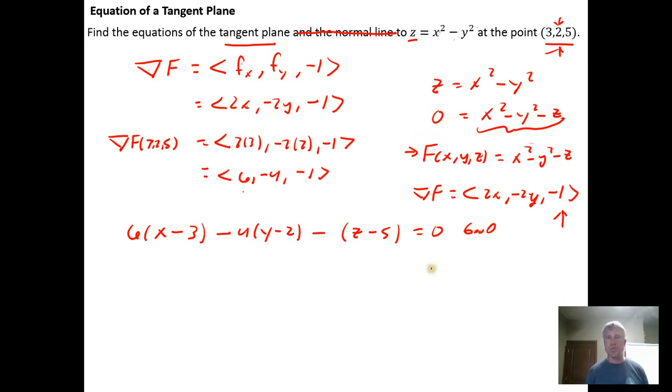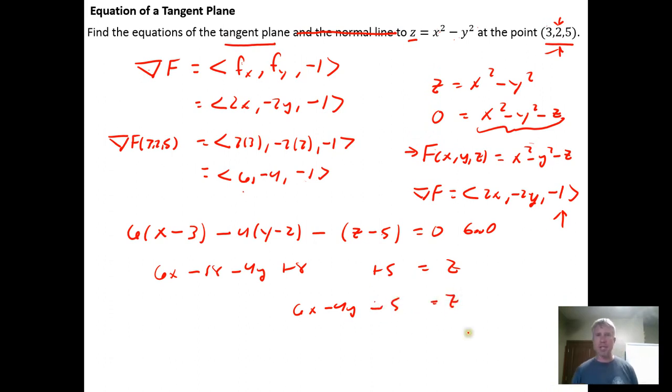And we could also choose to distribute the 6 in, do 6x minus 18 minus 4y plus 8 minus z plus 5 equals 0. Add z to both sides. Add the constants. Minus 18 plus 8 is minus 10. Minus 10 plus 5 is minus 5. So we'd get 6x minus 4y plus minus 5 equals z. It was minus 5 equals z. So we could put it in this form.